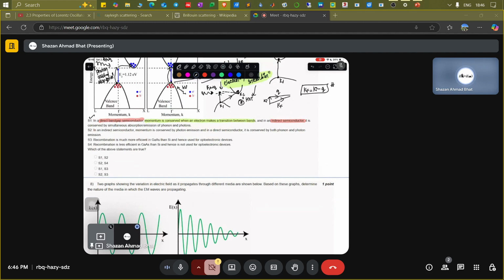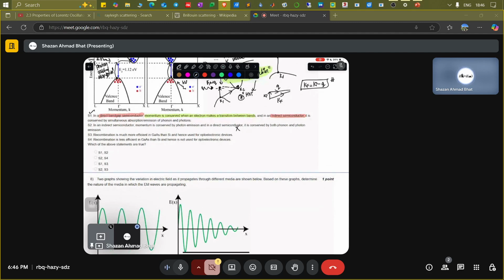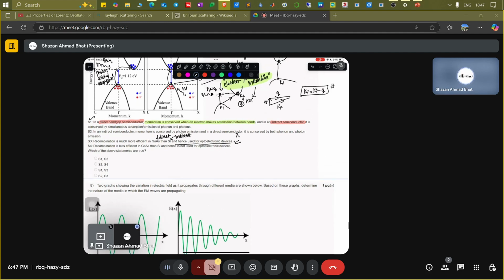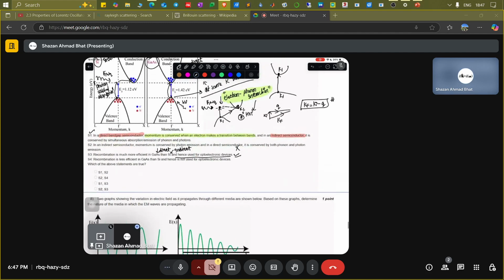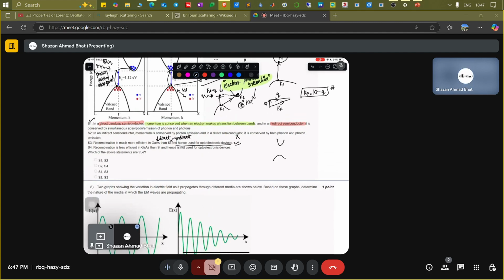So the first statement seems to be correct. What other things are correct? In indirect semiconductor, momentum is conserved by photon emission, and in indirect it is conserved by both. No, this is absolutely wrong. Recombination is more efficient in gallium arsenide than silicon, hence used for optoelectronic devices. Absolutely, because this is a direct bandgap semiconductor and this is an indirect bandgap semiconductor that I talked about. The transition from a direct bandgap semiconductor directly gives you light, but for an indirect bandgap semiconductor, you get light, but you also get certain losses, which is usually in the form of heat, which is basically the phonons.